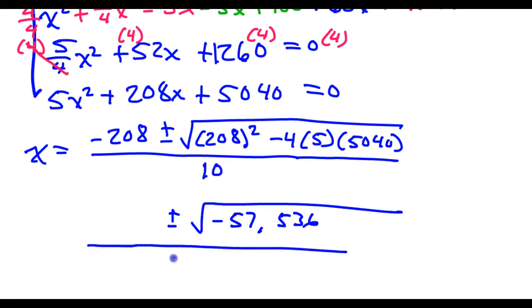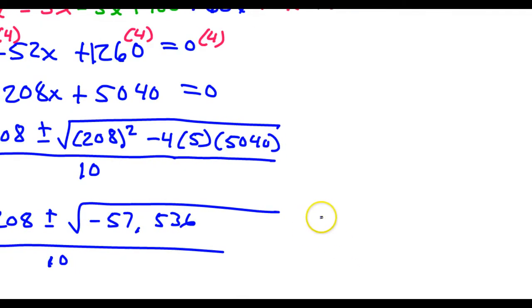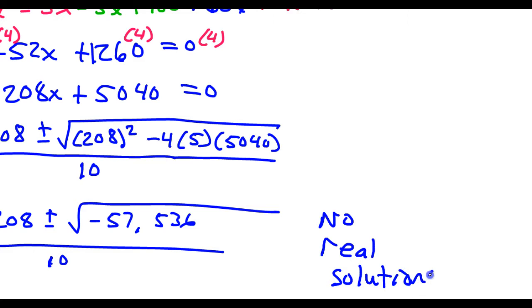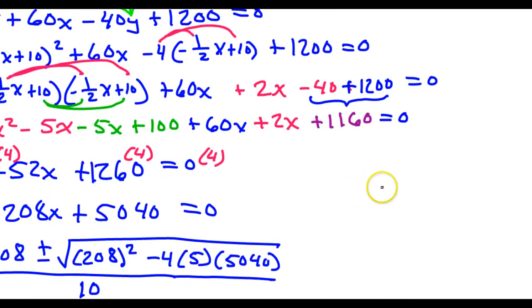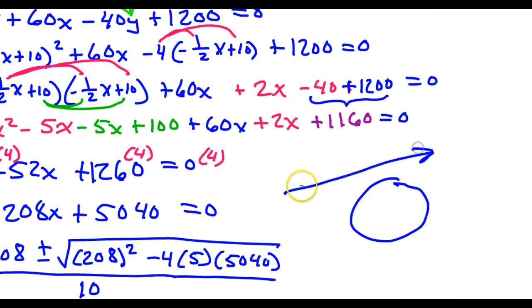Do you know what this means? It means we can stop doing this problem. Because this is an imaginary number, that means we don't have any real solutions. Alright, so we get to stop working and write no real solutions. That means we must be in that situation where the circle and the line just don't intersect each other at all. They don't have any common solutions.